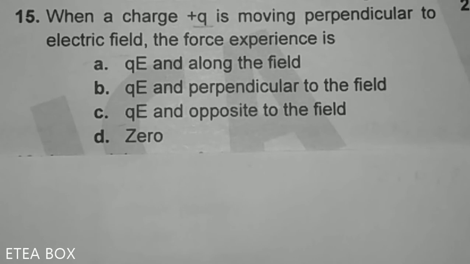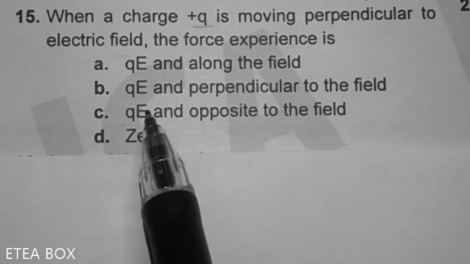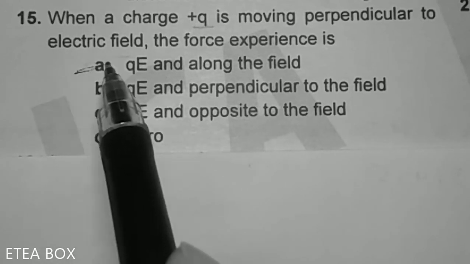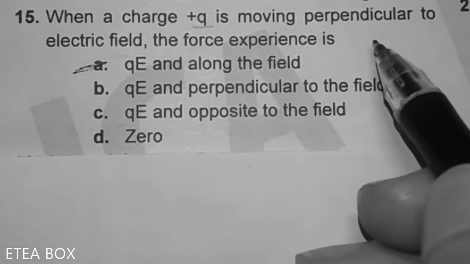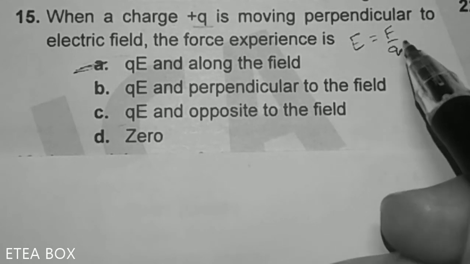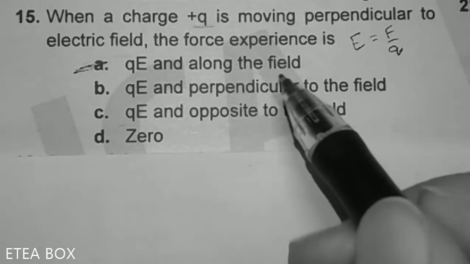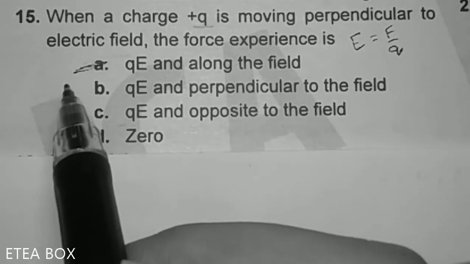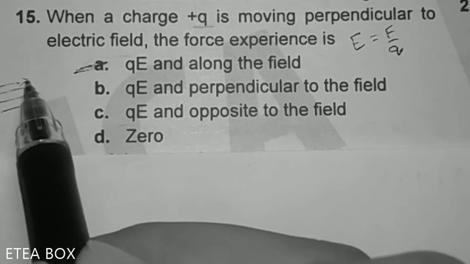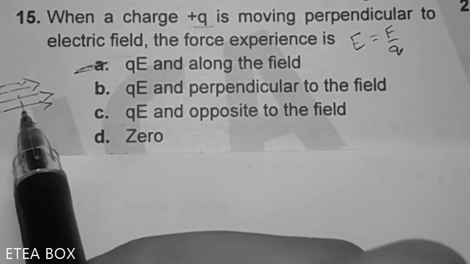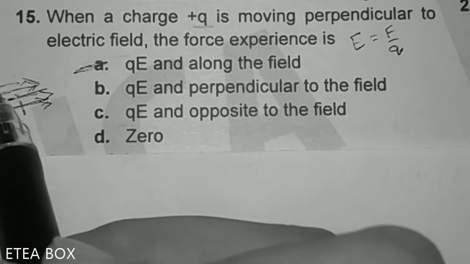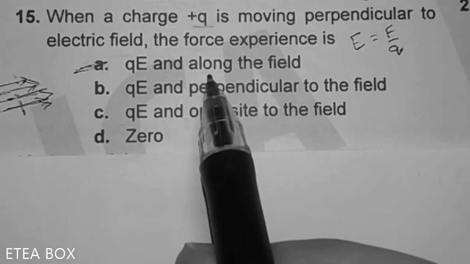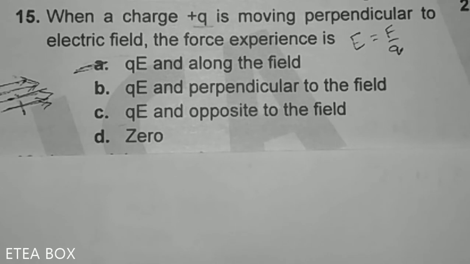When a charge Q is moving perpendicular to the electric field, the force experienced is, now look here, the force will always be directed along the field. The force will be QE and it will be directed along the field. Look, we know that electric field is equal to F divided by Q and F will be equal to QE. And about the direction, here are the field lines, and the charge is moving like this, perpendicular, but still the force will be in the direction of the field line. This charge will always experience the force along the field, so option A is correct here.